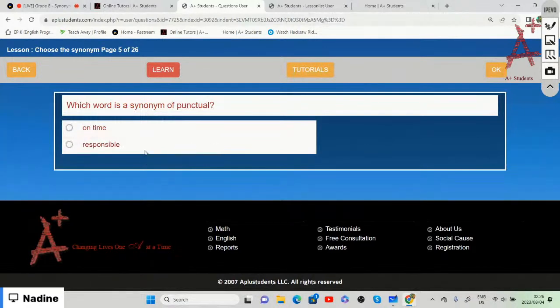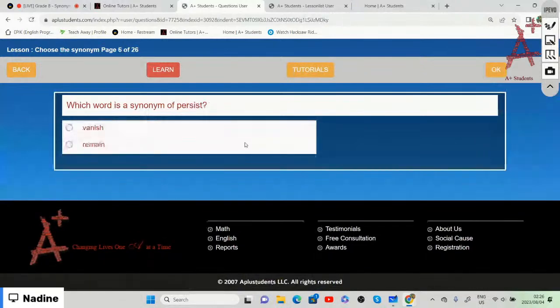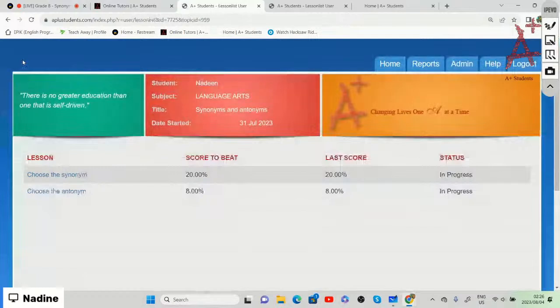And then punctual. If you are a punctual person, then it means that you are on time, because people that are punctual are always on time, right? So that is basically the synonyms. So now we're going to choose the antonyms, and antonyms are opposite in meaning.